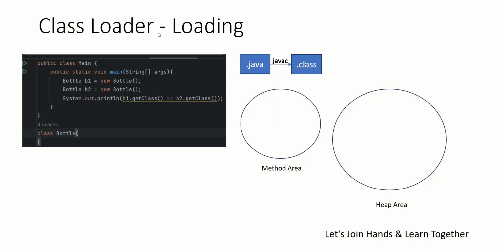Then it tries to identify the symbols. What symbols are present? String is a symbol, args is a symbol, b1 is a symbol, Bottle is a symbol, b2 is a symbol. These are all the different symbols we see in the class. They will be stored in a constant pool, first the constant pool of the main class binary, which will be present in the method area.